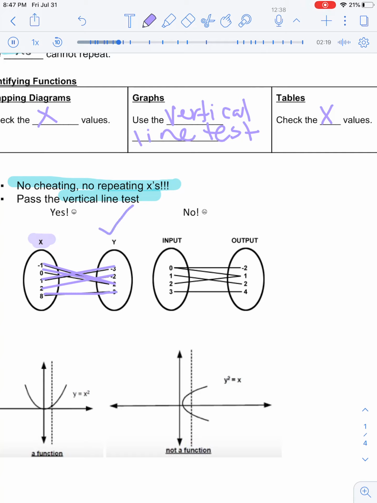Now the next one is not a function because it has a repeating x. That 0 is cheating, and it belongs to that -2 and to the 1, and we do not want that. So this one is not a function.